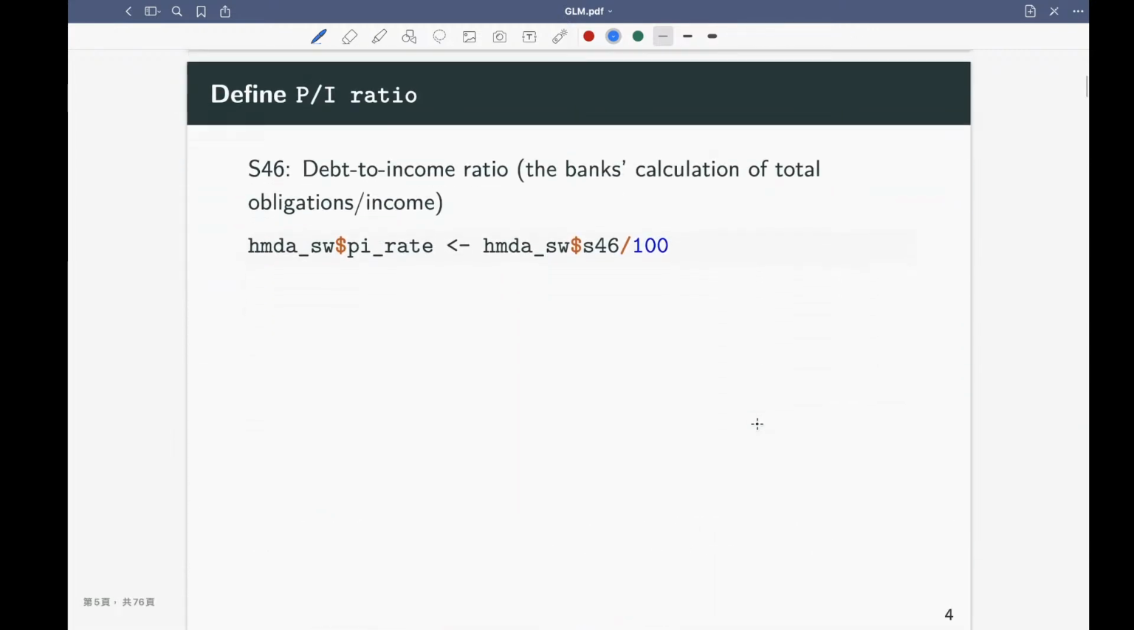Next is the PI ratio. For the PI ratio, we use S46. It is the debt to income ratio. In the original data, it is a percent number, so we should divide it by 100. We define this variable as PI rate, because rate has only 4 characters but ratio is too long, so I use rate for this variable name in R.